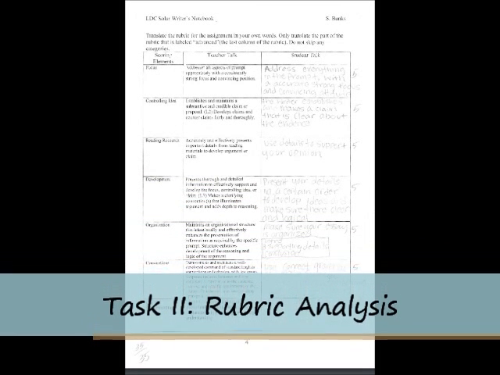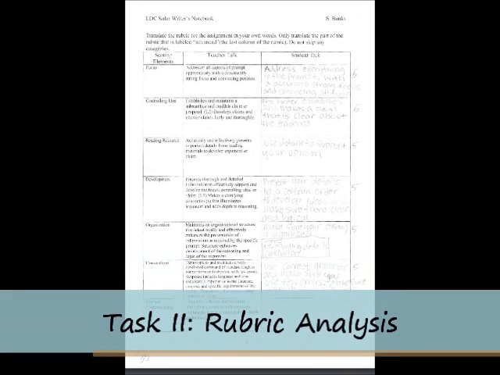On page 4, the students completed a rubric analysis. They were given a copy of the rubric, and they were asked to translate each aspect of the rubric from teacher talk into their own language, which I called student talk. There were 7 points that they had to cover, and I wanted to see that they understood exactly how their assignment was going to be graded.